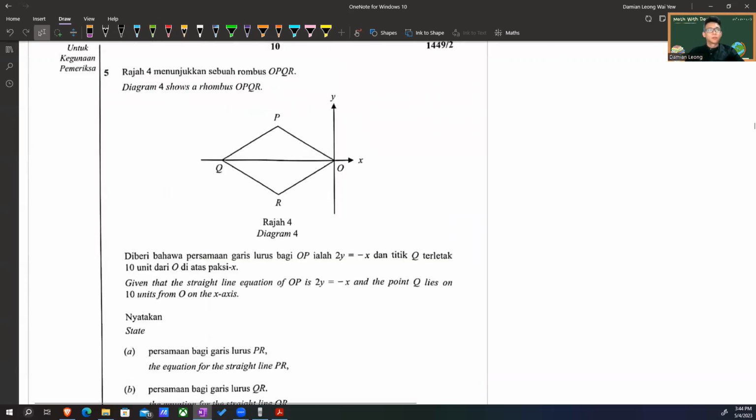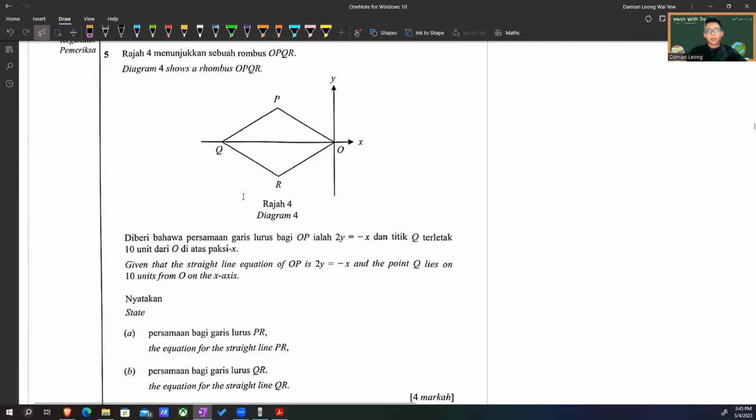Then question 5. Diagram 4 here shows a rhombus OPQR. So given the straight line equation of OP is 2y equals negative x, and the point Q lies 10 units from O on the x-axis. Q lies 10 units from O, means this is negative 10 here. Okay, OP, this line, the equation 2y equals negative x. So I want the equation for straight line PR.